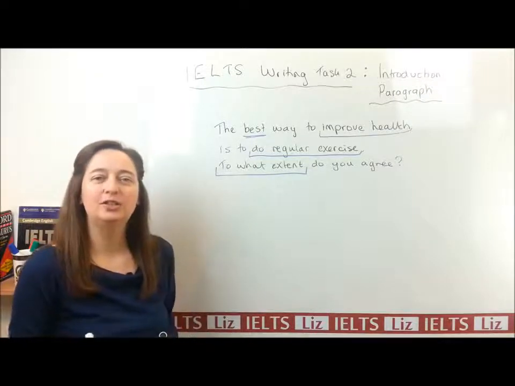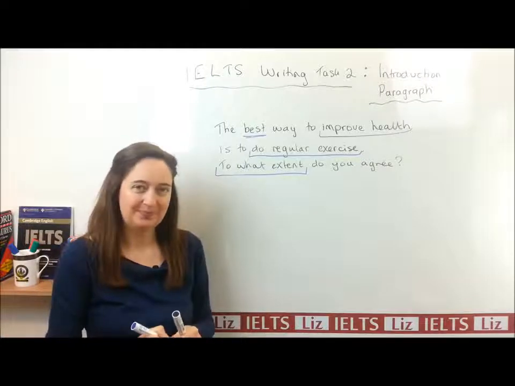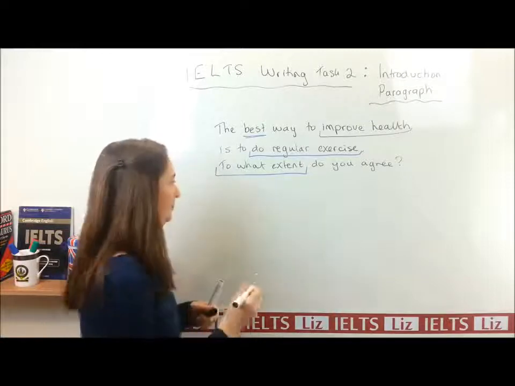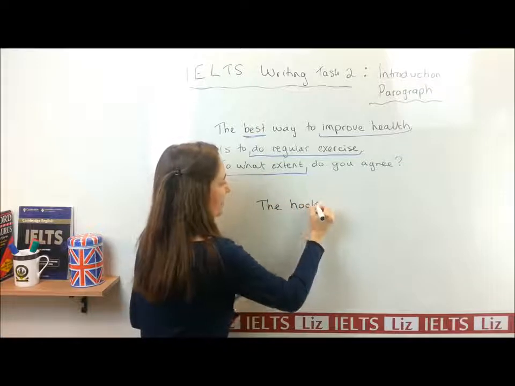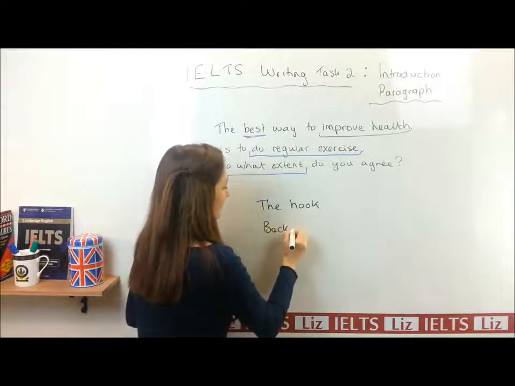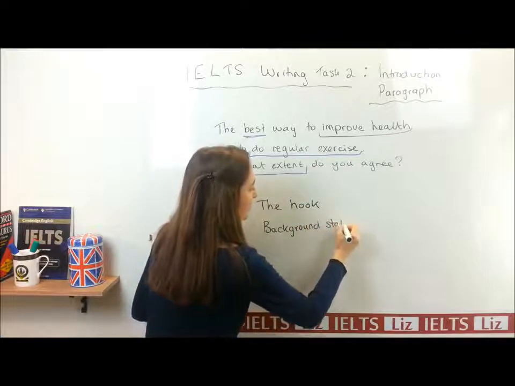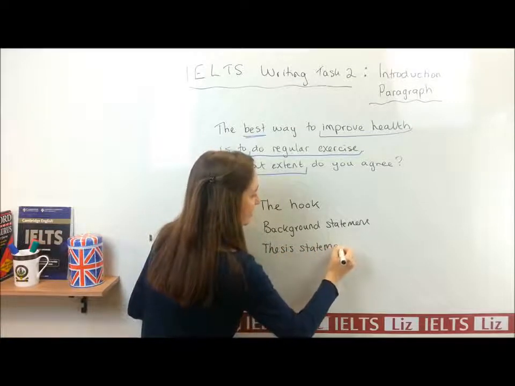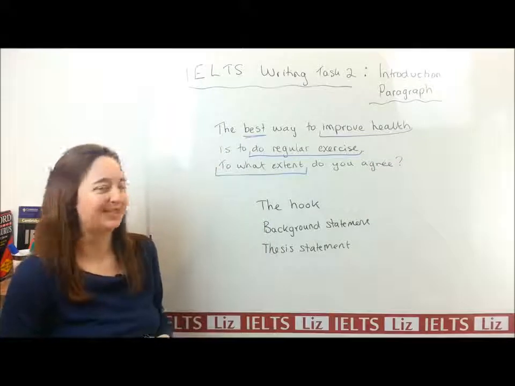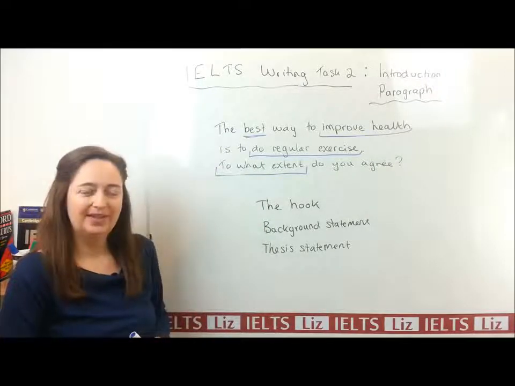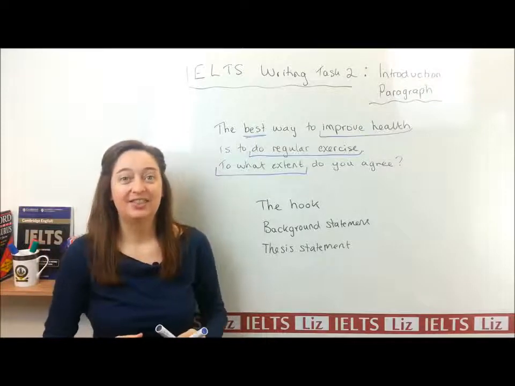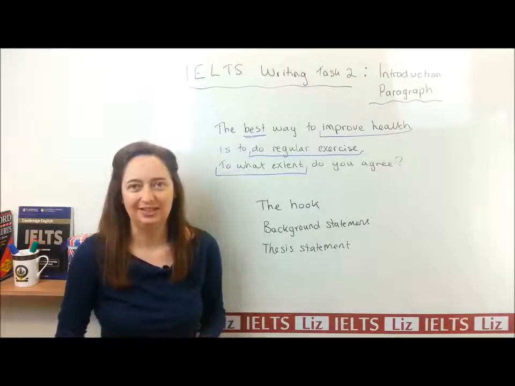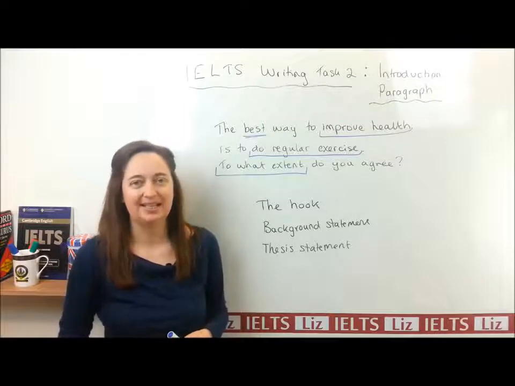Right, well, let's have a look at what information we need to put in our introduction. Now, for many academic essays, there are 3 parts to the introduction. There's the hook. There's a background statement. And there's a thesis statement. So let's look at each part of this. The first one, the hook. Now, a hook is a sentence that has lots of interest in it, so that immediately the reader wants to continue. And we use that in many essays.